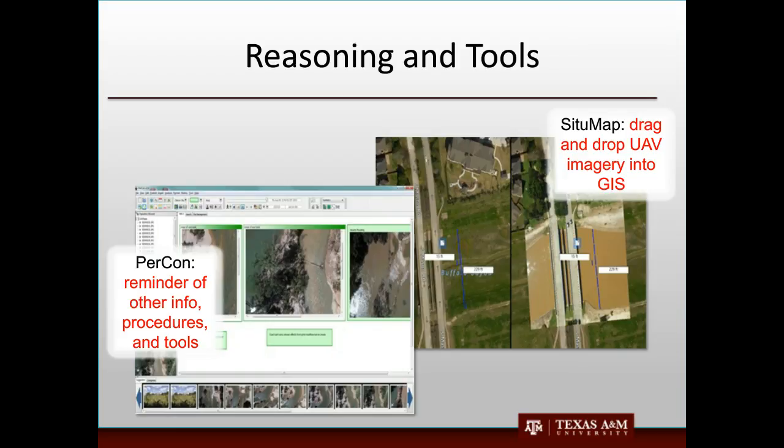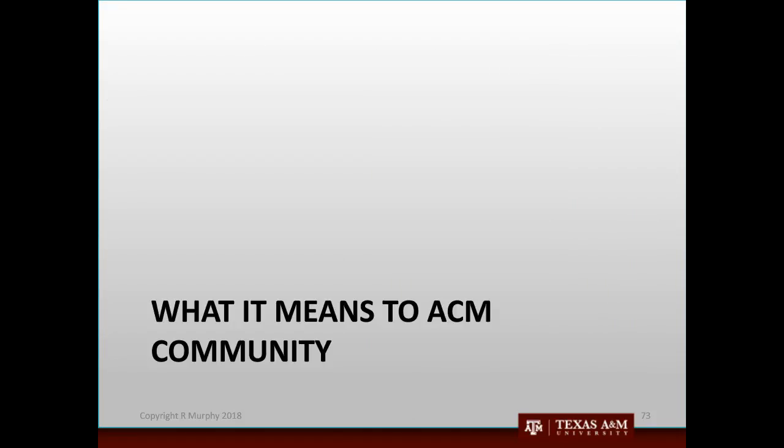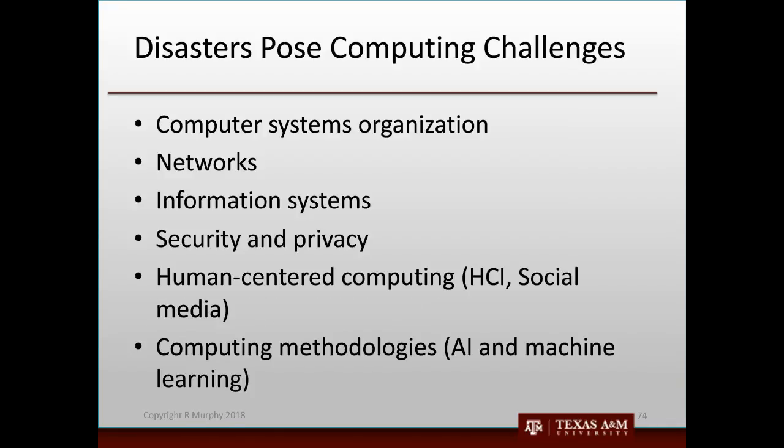All right, so let's wrap up here. So what do I think this means to the ACM community? I think that disasters pose wonderful, important computing challenges to the computer community. You've got computer systems organization, you've got networks, information systems, you saw security and privacy. Human-centered computing, really an important aspect of this, particularly.